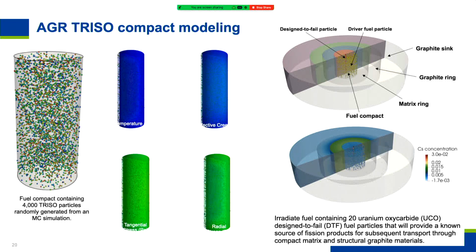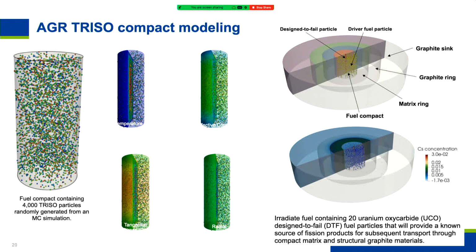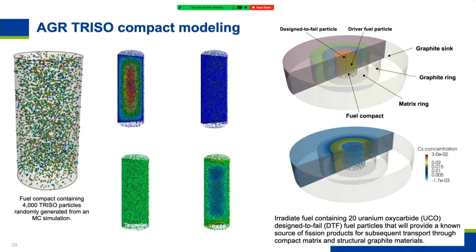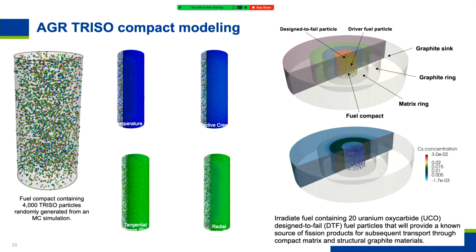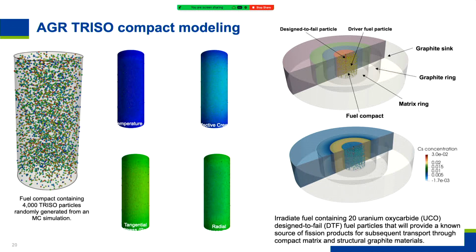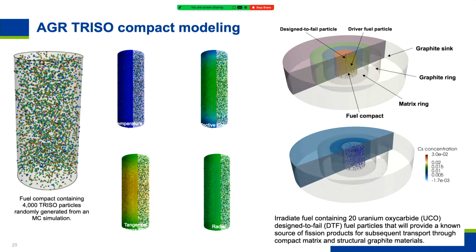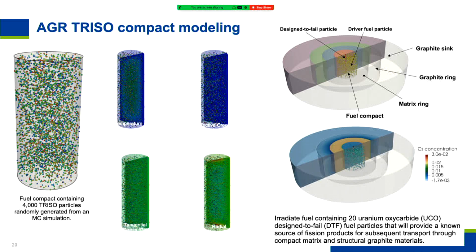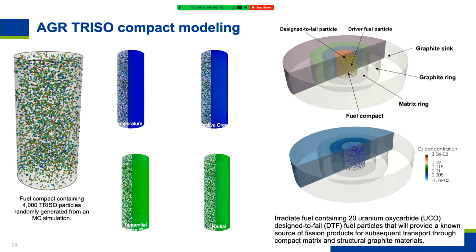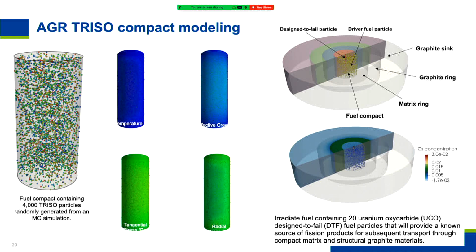So the only way that we're able to be successful in the program is by using this capability. The last simulation from NEAMS I want to show you is this AGR TRISO compact modeling, where we're studying a graphite compact with 4,000 TRISO particles embedded in it. Each one of those particles is individually simulated by a multi-app.